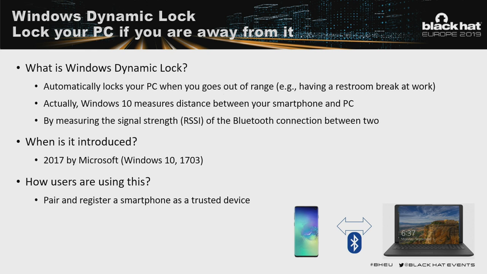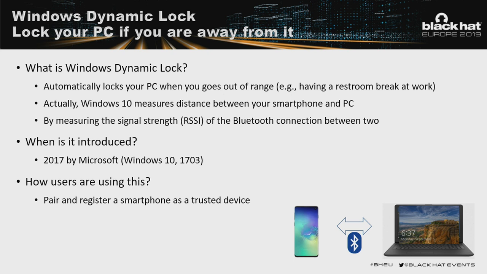Now, let's look at Windows Dynamic Lock. As I mentioned before, the goal is different. The goal is to automatically lock your screen when you are absent, for example, when you leave because of an emergency call or something. Windows Dynamic Lock was introduced in 2017 by Microsoft with Windows 10. And it provides some additional proximity checking features compared to Android Smart Lock because it utilizes the RSSI, the signal strength of the wireless signal, so that we can measure the distance between our laptop and our smartphone more accurately.